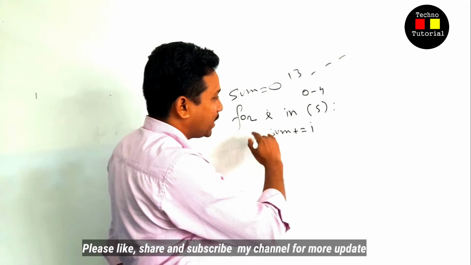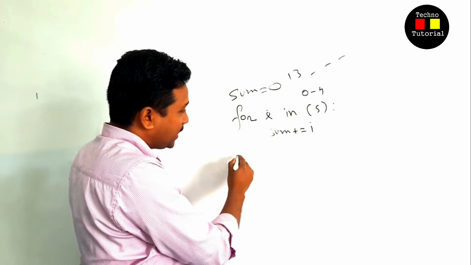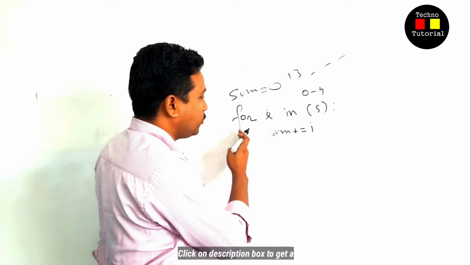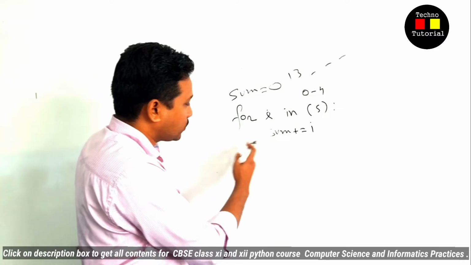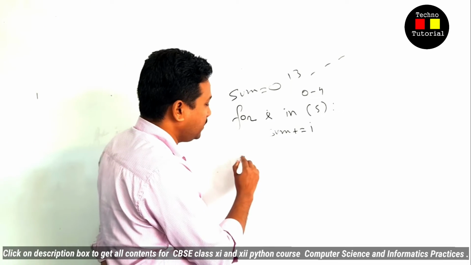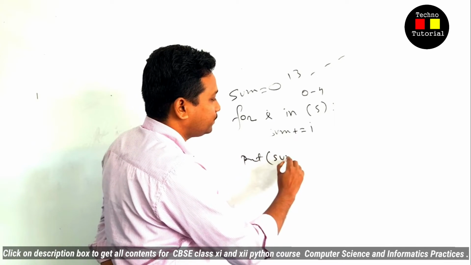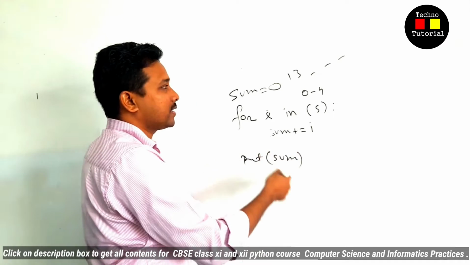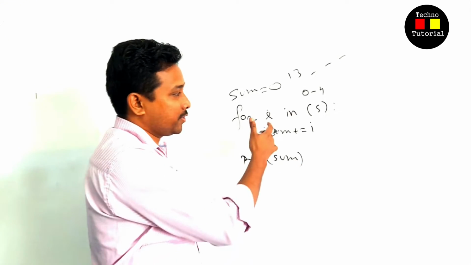Understood? After doing the sum, inside the loop means after giving the tab, and outside the loop means from here you have to write print sum. That means it will display the summation value you are going to get after execution of this code.